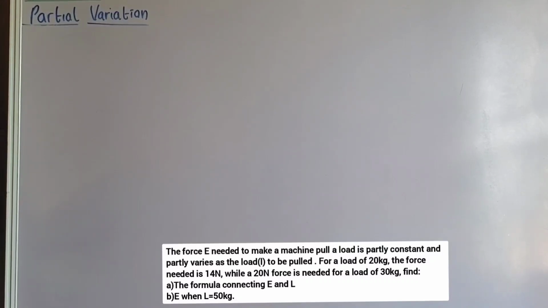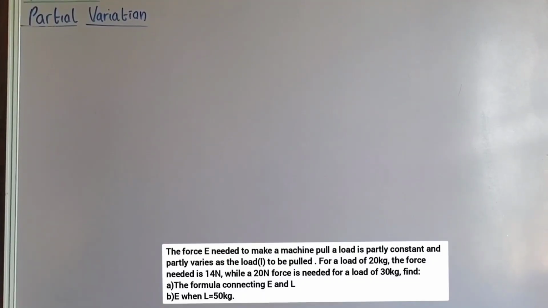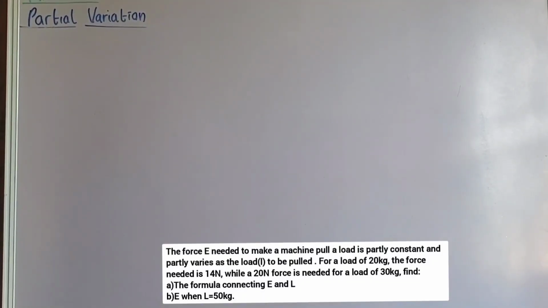The force E needed to make a machine pull a load is partly constant and partly varies as the load L to be pulled. For a load of 20 kg, the force needed is 14 Newton, while a 20 Newton force is needed for a load of 30 kg. Find A, the formula connecting E and L, B, E when L is 50 kg.